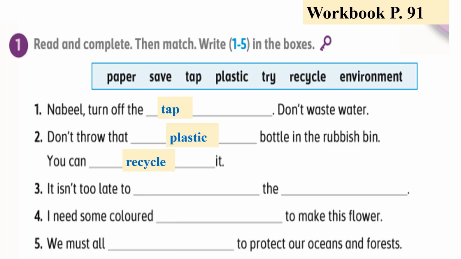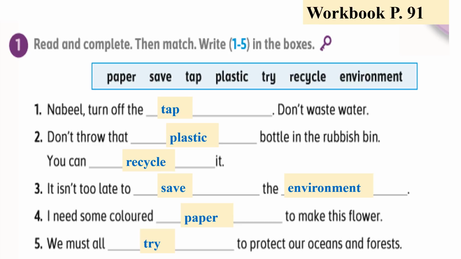Number 3, it isn't too late to save the environment. Well done. Number 4, I need some colored paper to make this flower. I need some color paper. Excellent. Number 5, we must all try to protect our oceans and forests. We must all try to protect our oceans and forests.